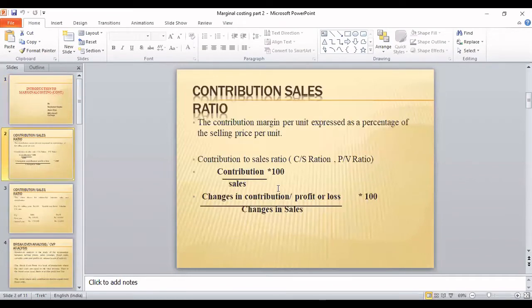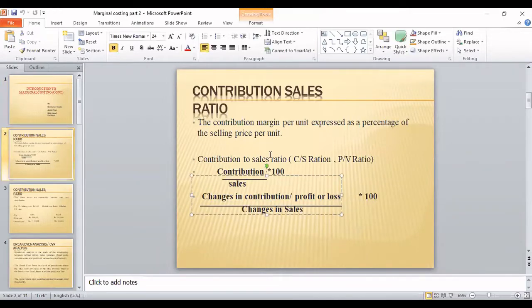Now we'll go to the next formula or next part. We can say the contribution sales ratio. This is also called as PV ratio, one of the most important formulas. See, the contribution margin per unit can be expressed in percentage. Generally the contribution comes in percentage.